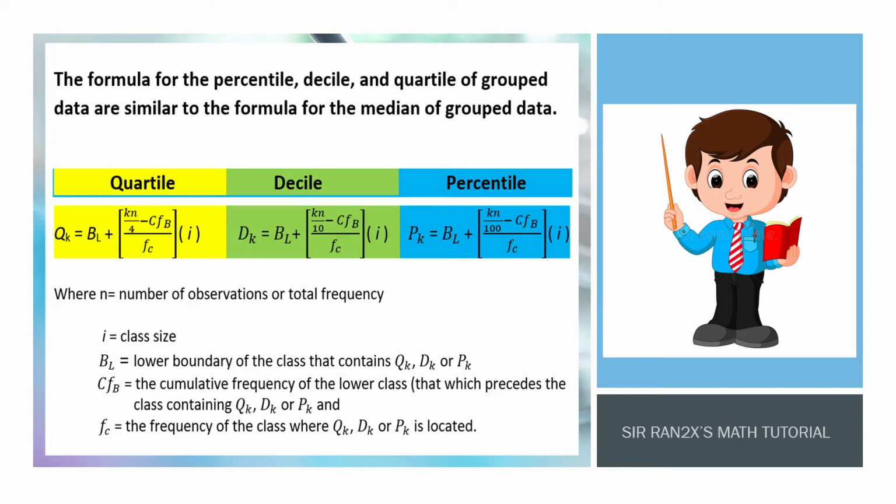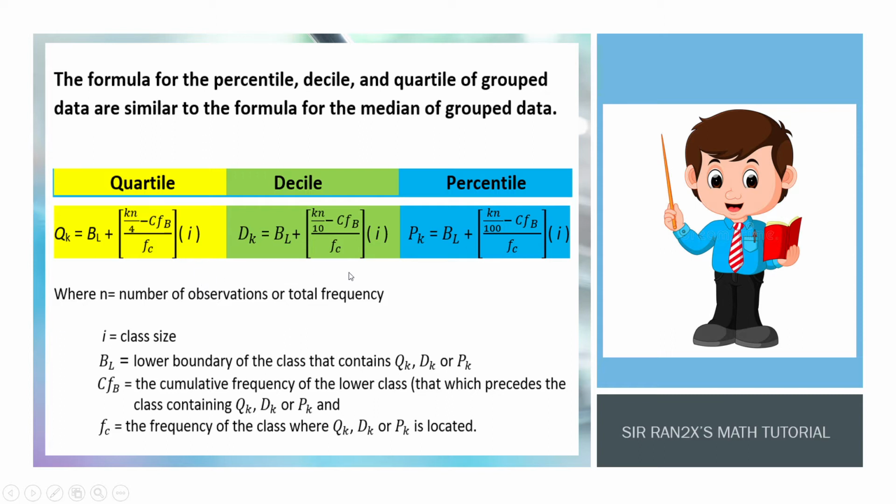Here, the formulas for the percentile, decile, and quartile of grouped data are similar to the formula for the median of grouped data. I think you can recall from your lessons in measures of central tendency, you computed the median for grouped data. So it's just similar. For the quartile, we have Q sub k is equal to B sub L plus the quantity of kn over 4 minus Cf sub B over F sub C times i. That's the quartile.